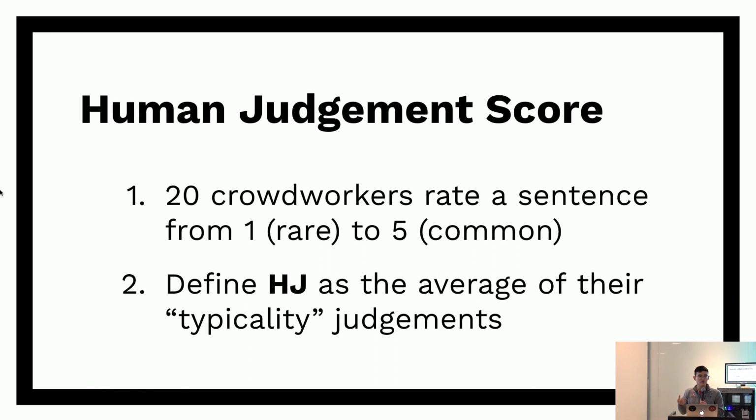Concretely, what we do is we ask 20 crowd workers to rate a sentence from 1 as rare to 5 as common, and we define the human judgment score as the average of their typicality judgments. To note something, these judgments are in context. So this isn't for the evaluations just how likely is this sentence. It's how likely is this sentence given the context.